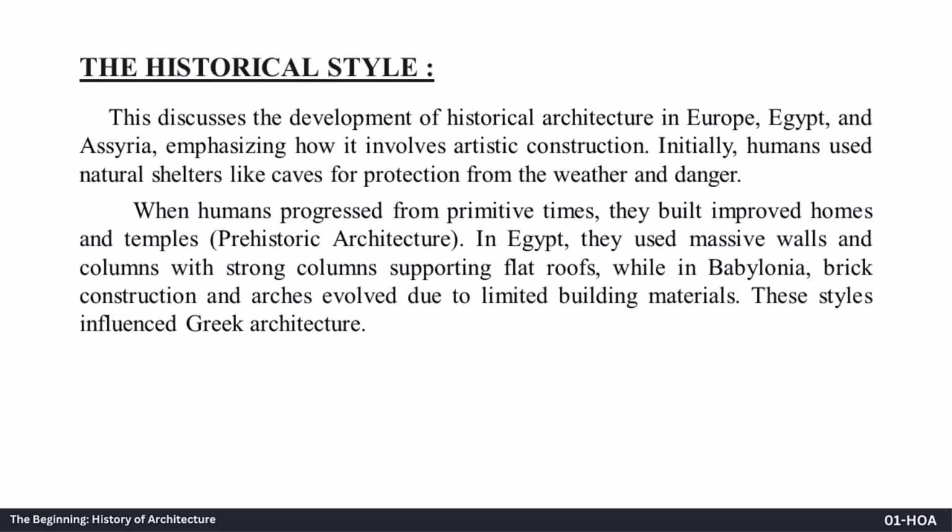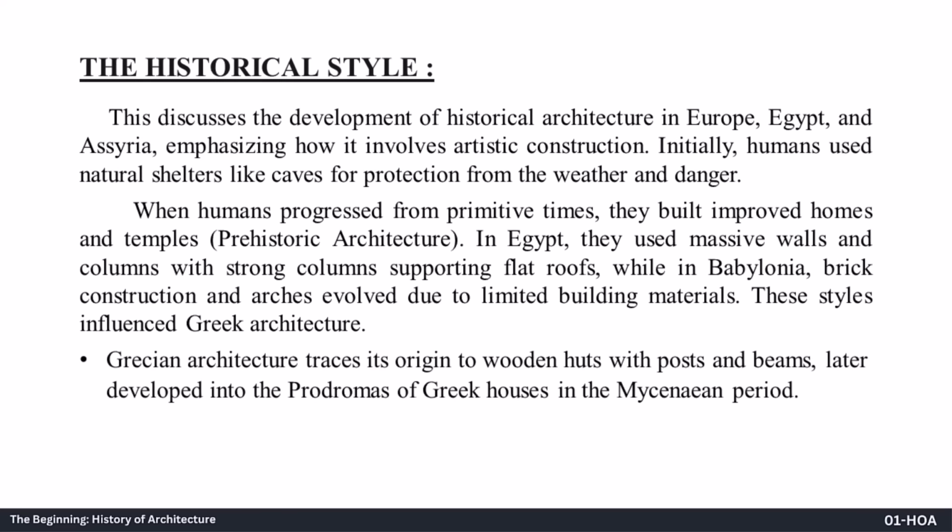In Egypt, they used massive walls and columns, with strong columns supporting flat roofs, while in Babylonia, brick construction and arches evolved due to limited building materials. These styles influenced Greek architecture.